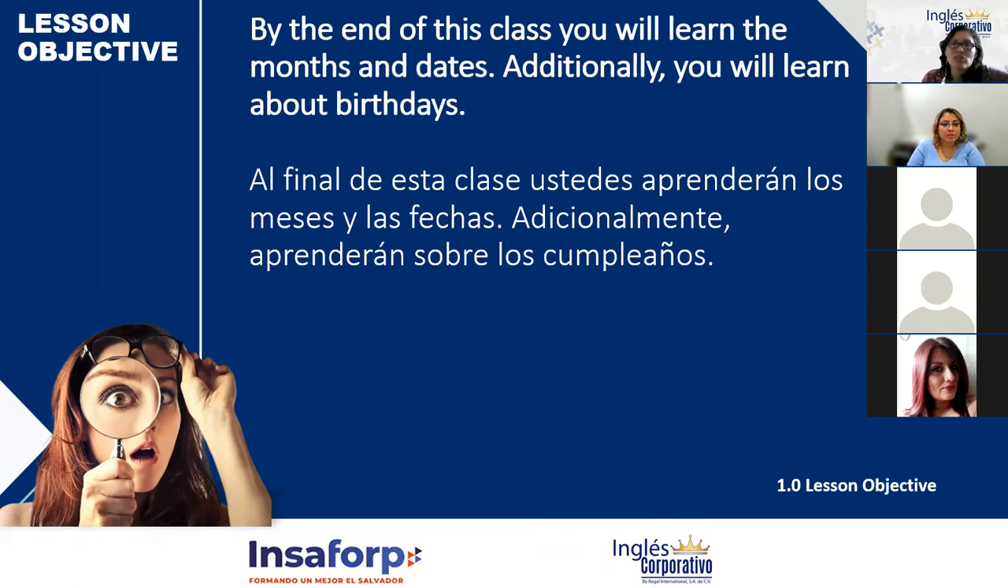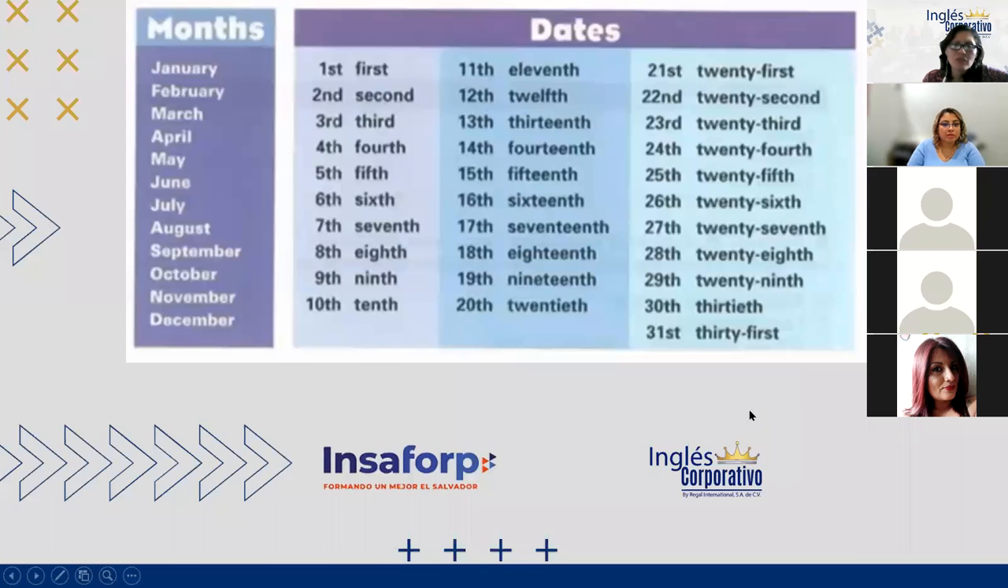It says by the end of this class, you will learn the months and dates. Additionally, you will learn about birthdays, okay? Now, months and dates are very important to know. When it comes to months, we have to be careful with the pronunciation of each of the months, especially with "febrero," which is February. I think it's one of the hardest for us. So we got January, February, March, April, May, June, July, August, September, October, November, and December.